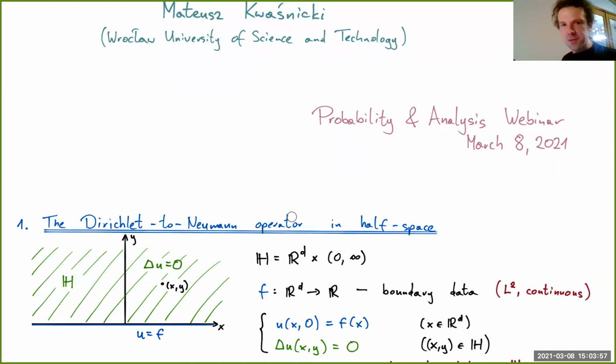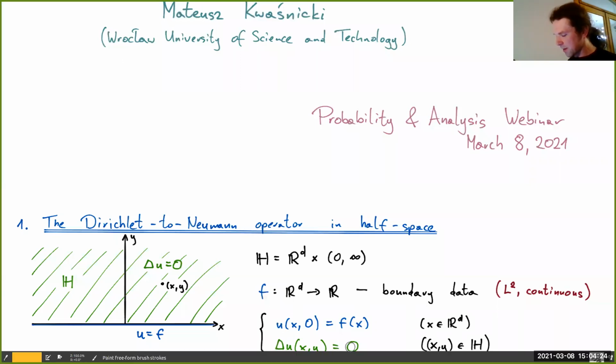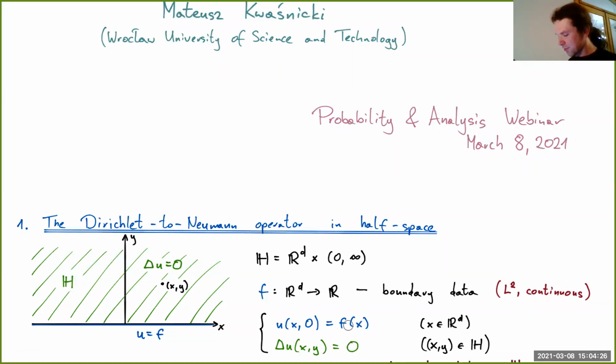So what I would like to start with is the classical Dirichlet to Neumann operator in the half space. By H, we will denote the half space. So we multiply the d-dimensional Euclidean space by the half line 0, infinity. We consider some boundary data on that half space. And we solve the Dirichlet problem in the half space. So we find a function u, which is harmonic in the half space, and which satisfies the given boundary condition on the boundary.